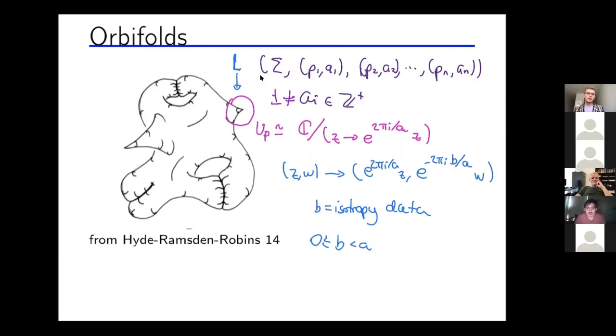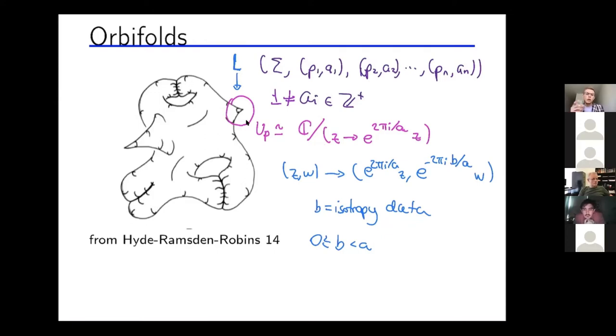And to each of these mark points, you attach a multiplicity, which are positive integers a sub i that you see here. In the picture, the idea is that if you look at a neighborhood of a singular point, locally the neighborhood is like the quotient of the standard complex plane, or the unit disk in R2, by a cyclic group action of order a. If you want to be super concrete, you can say that c goes to e to the 2 pi i over a times c. Okay, so it's a quotient of that.